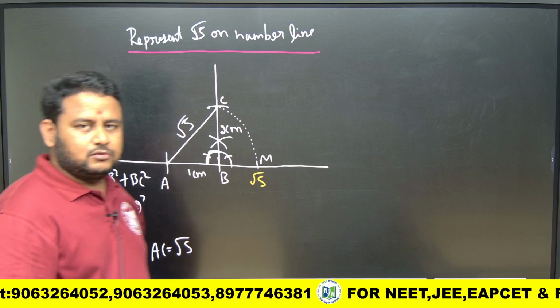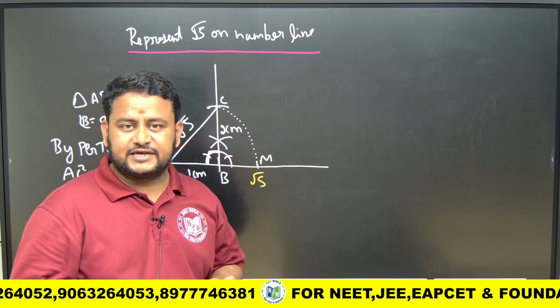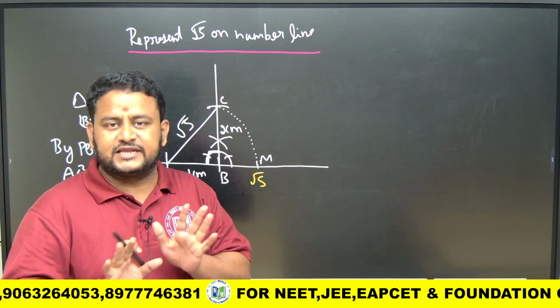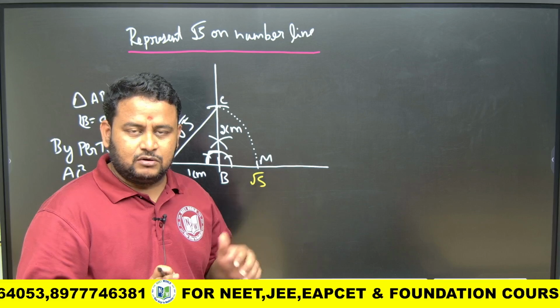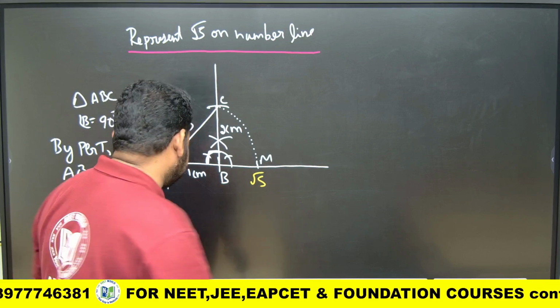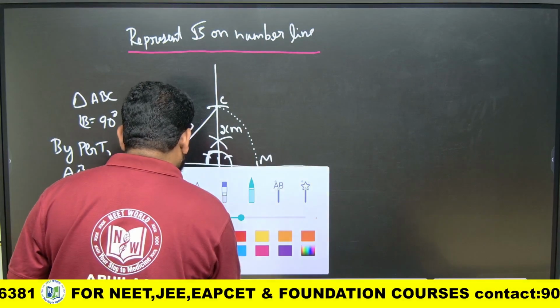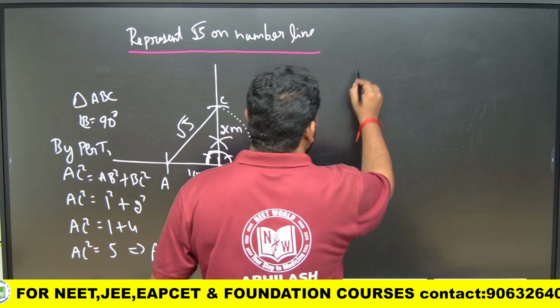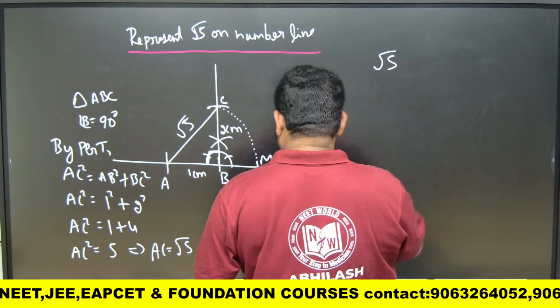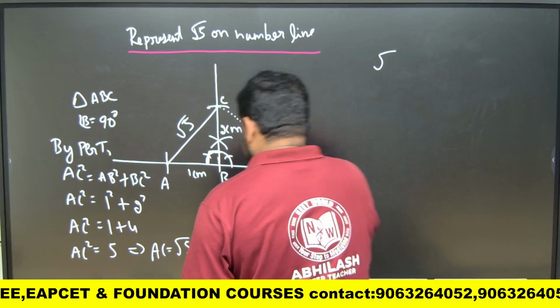But root 2 I showed yesterday. But what about root 3? Can you represent it directly? No. Root 3 cannot be represented directly like this. Okay. Root 4, can you represent? Yes, you can represent it directly. See here. How to represent root 4?